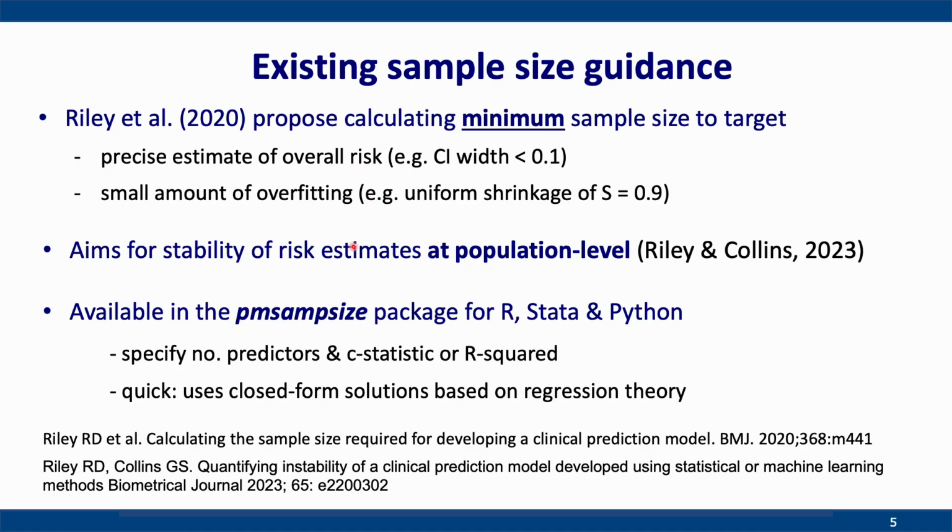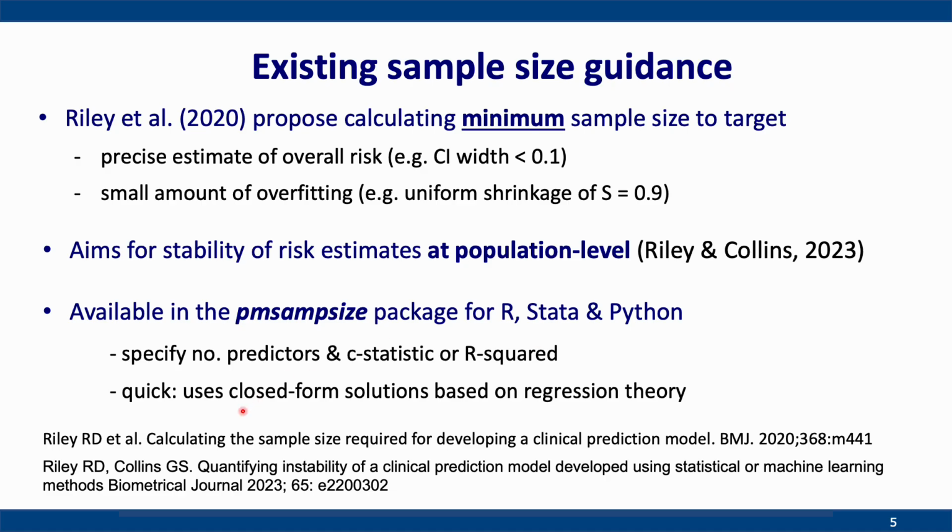This has been extended to think about stability of individual risk predictions, not just the average risk, in various papers. And the work is embedded in a package called pmsampsize in R, Stata and Python. Here the user specifies the number of predictors they're thinking about including, more specifically the number of predictor parameters, and the anticipated C statistic or R squared of the model. This could be based on, and usually is based on, previous models in the field.